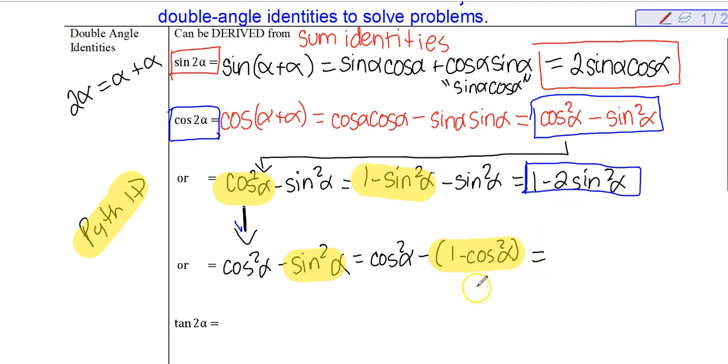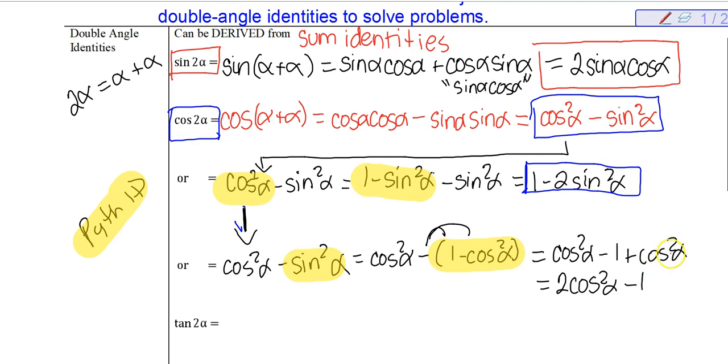Okay, so let's simplify that. We have to distribute first, so we'd have to distribute that minus. So that would be cosine squared theta minus 1 plus cosine squared theta, which we need to simplify a little further because we have some like terms here. That would be 2 cosine squared theta minus 1. And I'm going to grab out my blue pen one more time to indicate that this is another version for the cosine of a double angle.